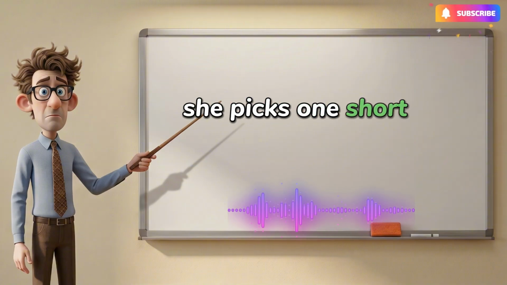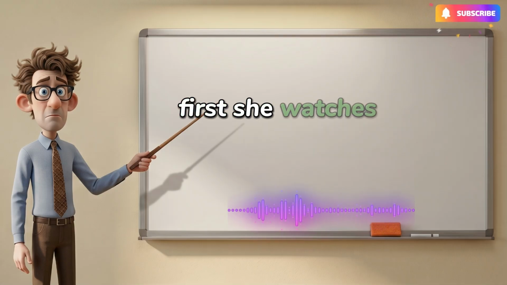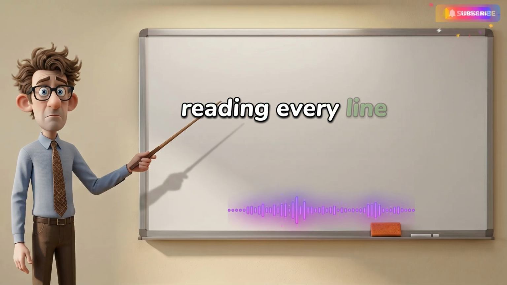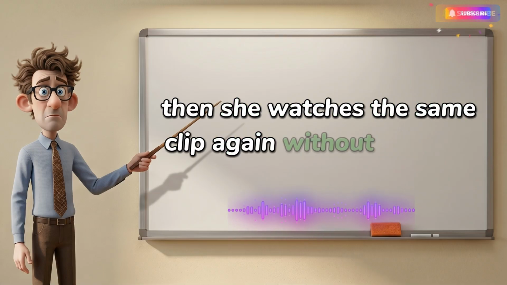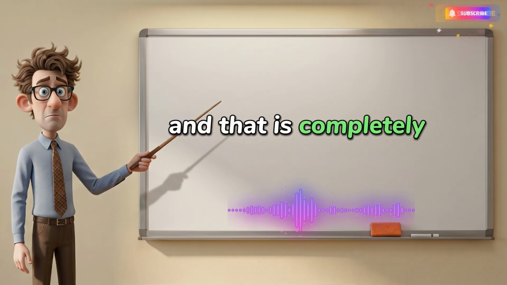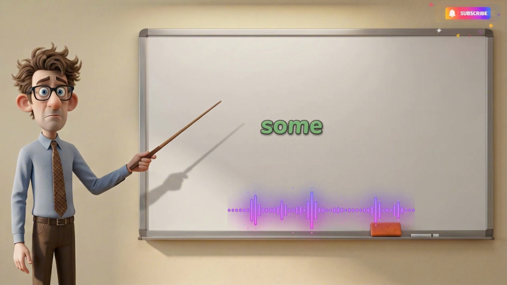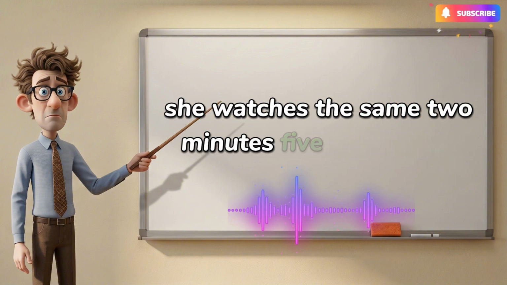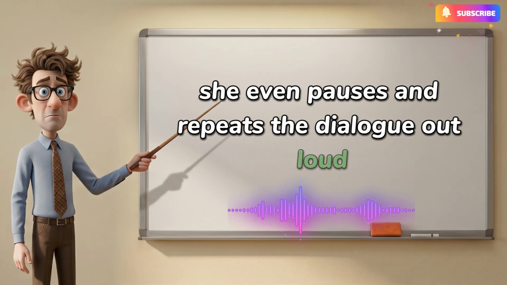She picks one short clip from the movie, just 2 minutes. That is it. First, she watches it with subtitles, reading every line while listening carefully. Then, she watches the same clip again without subtitles. She doesn't understand everything, and that is completely fine. She repeats this every day with different short clips. Some days she watches the same 2 minutes 5 or 6 times. She even pauses and repeats the dialogue out loud herself.